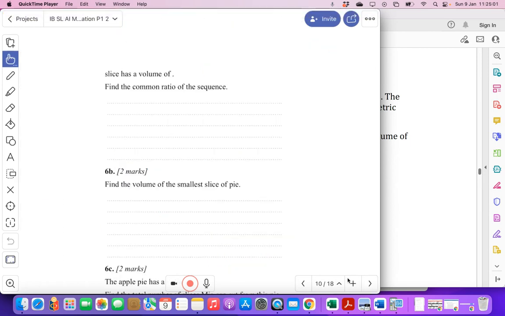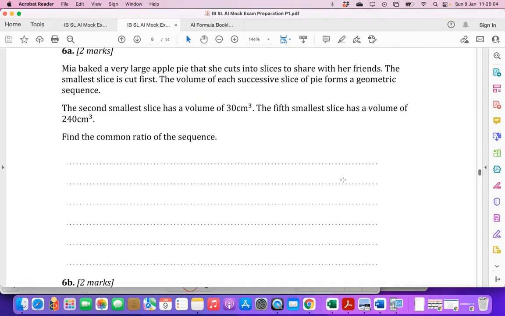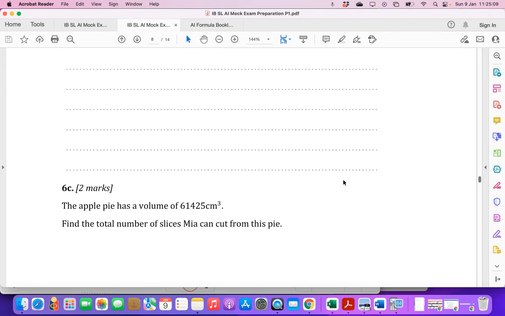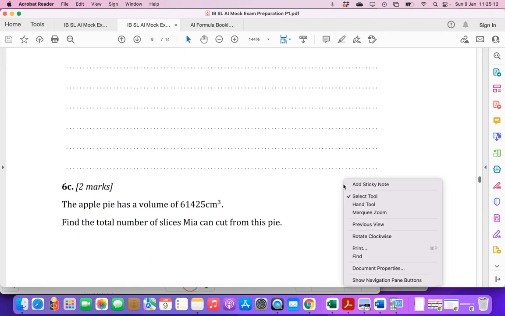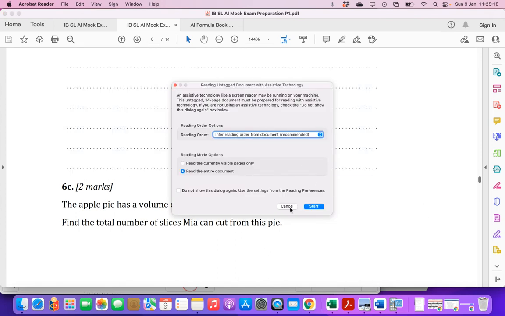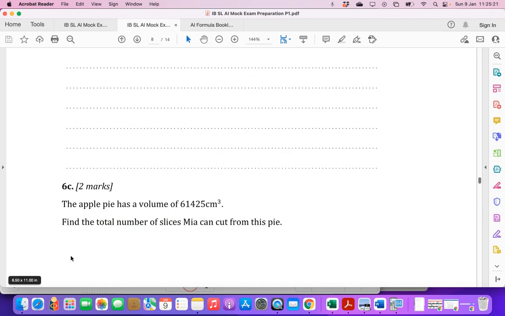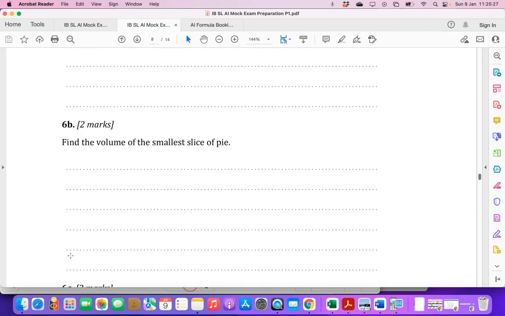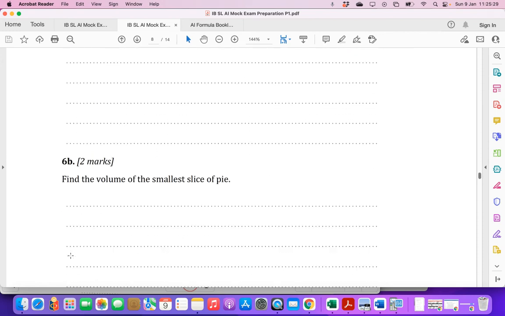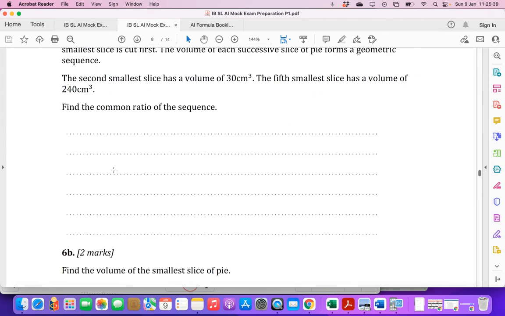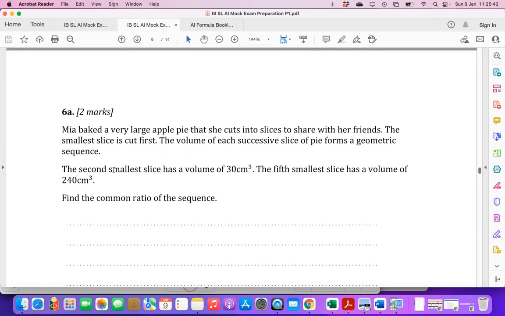Okay, slice what? Sorry, I lost the question here. Oh, we found the common ratio. What is the volume of the smallest slice of pie? So how many were they in our class?